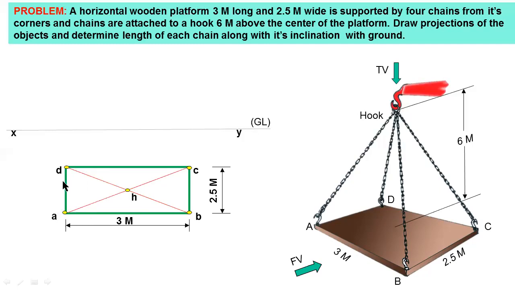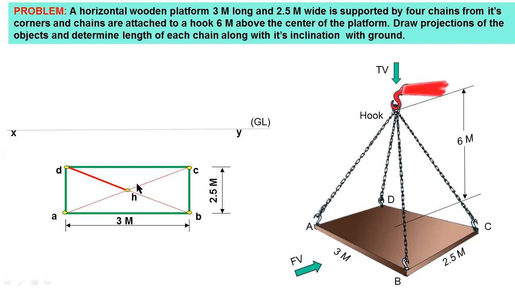Because the diagonals AC and BD, these are diagonals, the length of the diagonals is the same. Therefore the length of each chain is also the same. So for that purpose you have to find at least one chain. I consider this DH chain for calculating the true length.